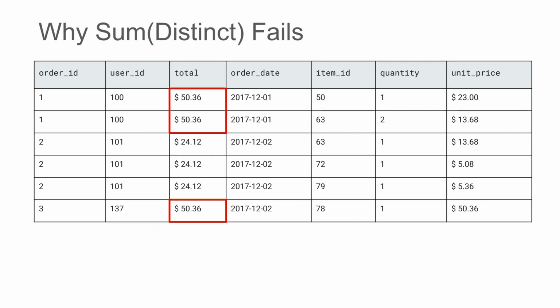You might think, I'll just use sum distinct. But look at order number 1 and order number 3. They both happen to have a total of $50.36. A distinct sum would collapse those 2 different orders into one, giving you a result that is under the real total. You need a way to deduplicate based on the order ID, not the dollar amount.